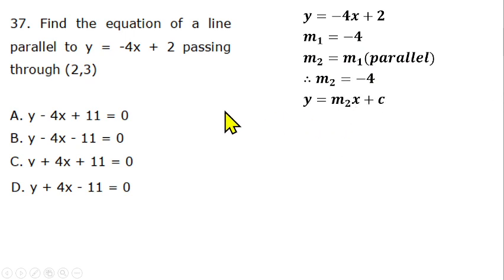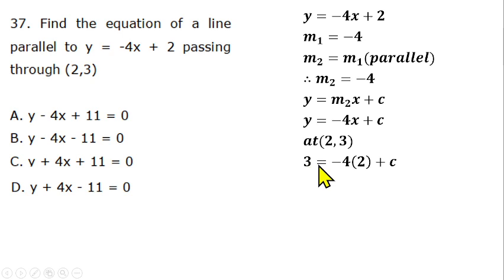And the equation we are looking for is a straight line, so it's going to have the linear equation y equals mx plus c. In this case, m is m2, which is minus 4. So if you put that there, you have y equals minus 4x plus c. So we have to look for the value of c at this point. At (2, 3), our y is 3, our x is 2.